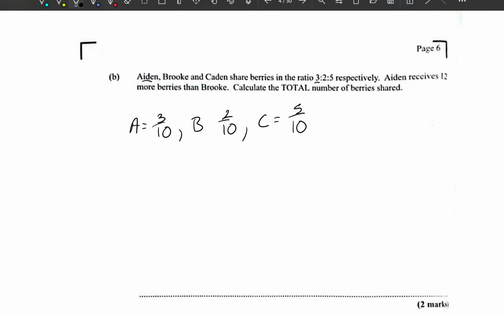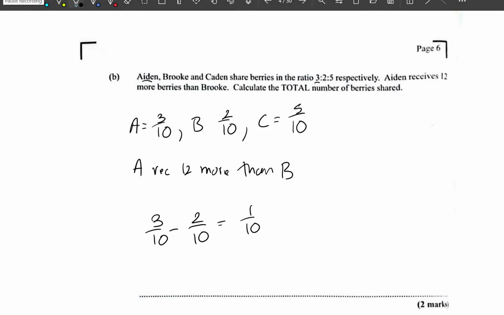They also told us that Aidan receives 12 more berries than Brooke. They want to calculate the total number of berries shared. So that means that the difference between Aidan's amount and Brooke's amount should be equal to 12. So that means 3 over 10 minus 2 over 10, because that's the difference between Aidan and Brooke. That's going to be 1 over 10. And we know that 1 over 10 would then be equal to 12. Therefore, 10 over 10 would be 12 multiplied by 10. That's going to be 120 berries.